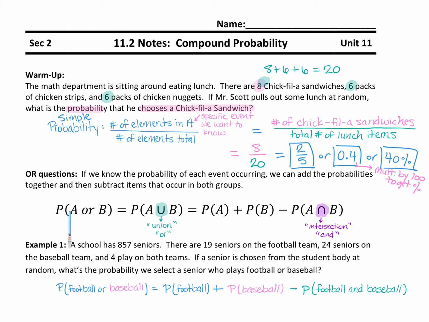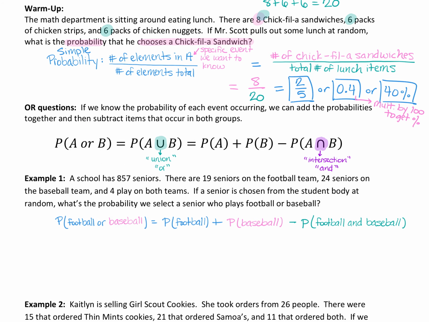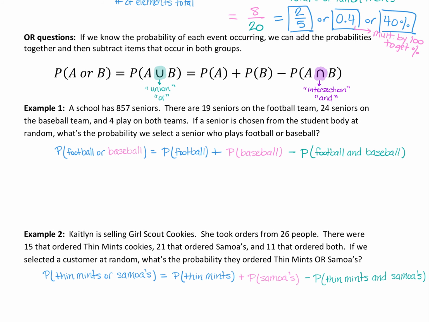The probability of one event or another event happening means we can add the probability of the first event to the probability of the second event, but we have to take out the intersection. We have to take out the and. So let's do an example using this compound probability.